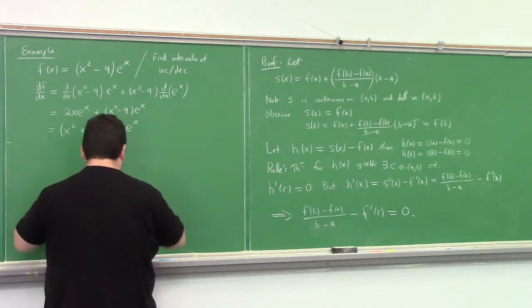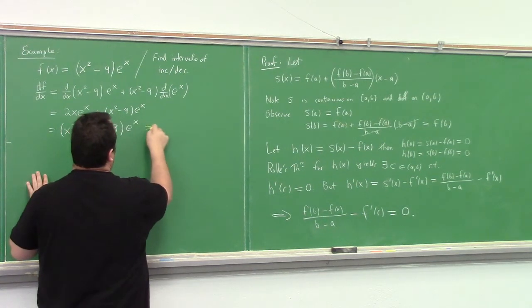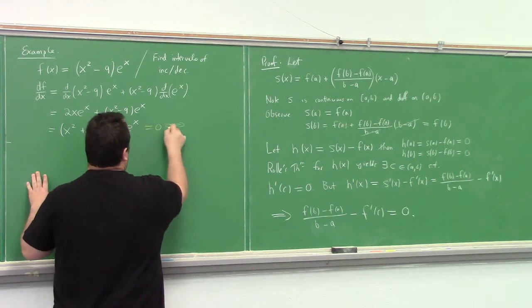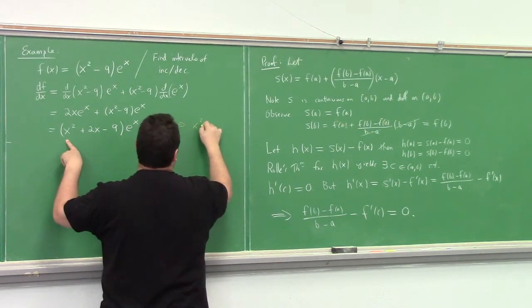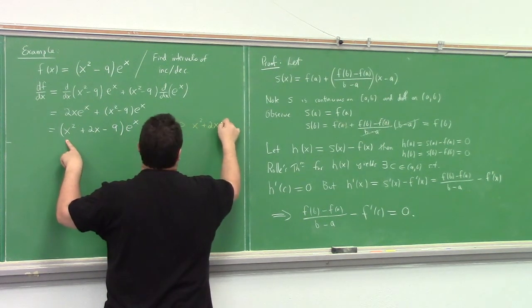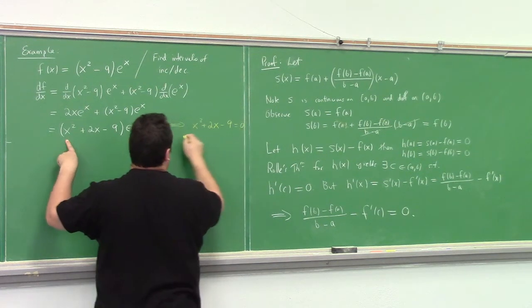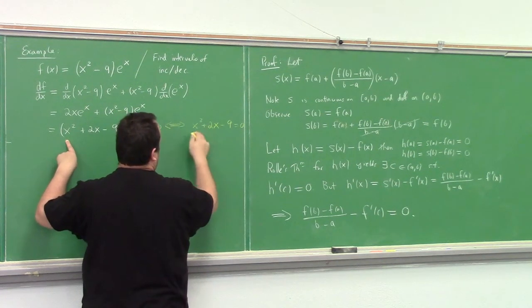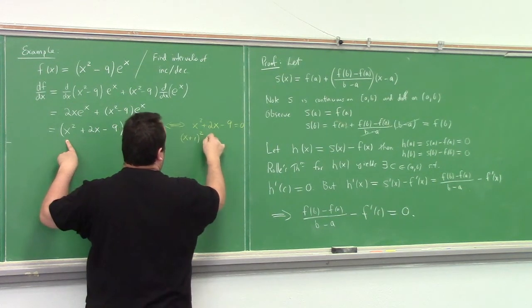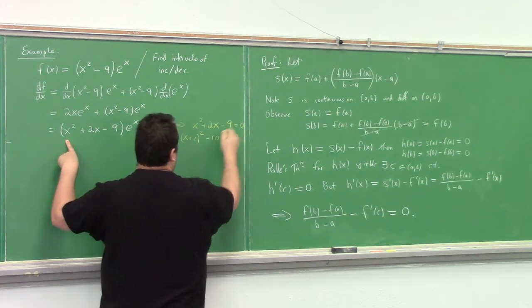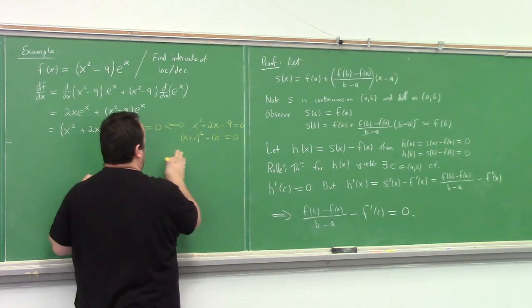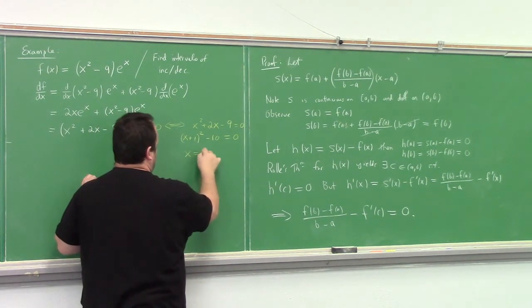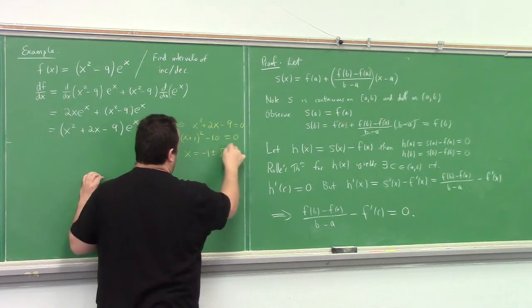How can this be equal to 0? It's where the quadratic is 0, right? Because e to the x is non-zero. So we're just looking where x squared plus 2x minus 9 is equal to 0. So that's x plus 1 squared minus 10, which gives me solutions x equals minus 1 plus or minus the square root of 10.